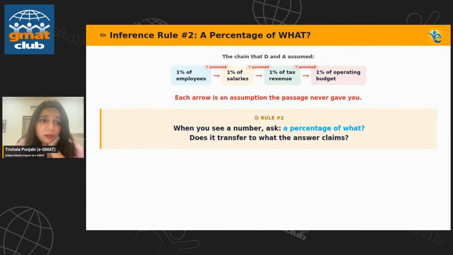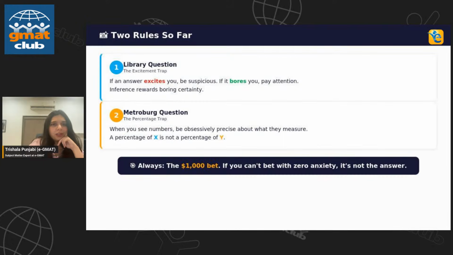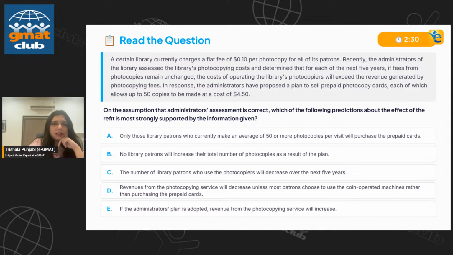Okay, so this is how you basically deal with an inference question. You do the $1,000 bet. You make sure that you don't add any external information. And when you see a percentage, there should be red flags that go up in your brain, because one of the GMAT's most favorite traps is that they'll trick you. 1% of employees, 1% of salaries, close enough, right? And they'll trick you into that close enough. So when you see numbers, be very precise about what they measure, and if an answer bores you, do pay attention. Okay, now let us go to this particular question.